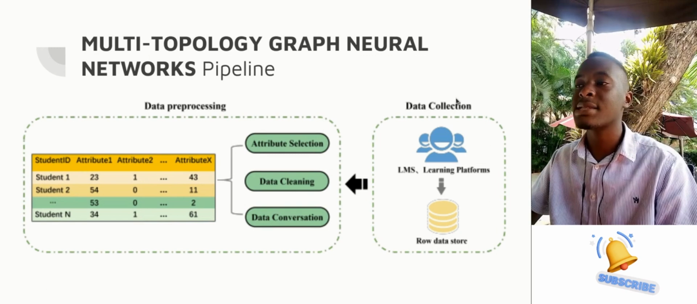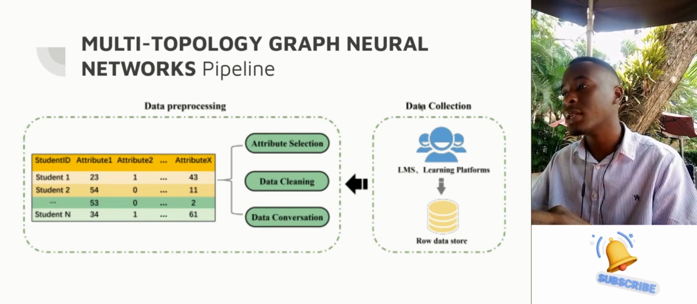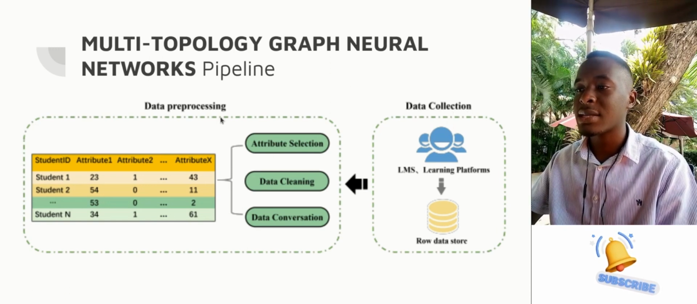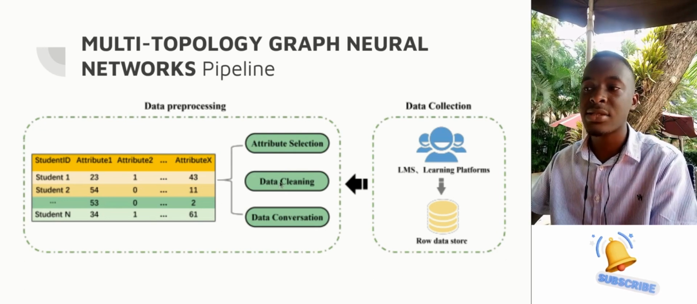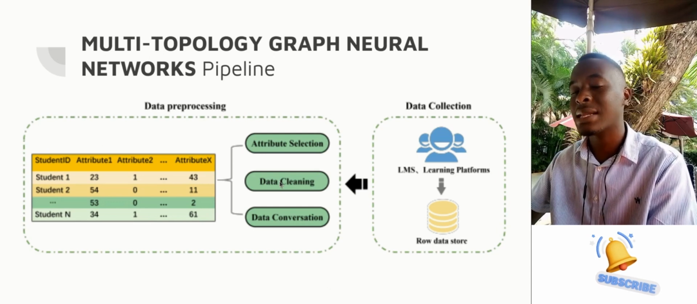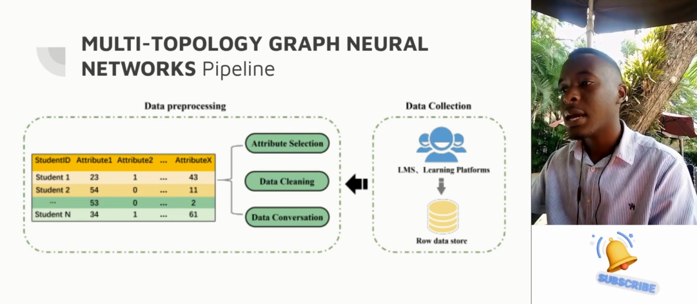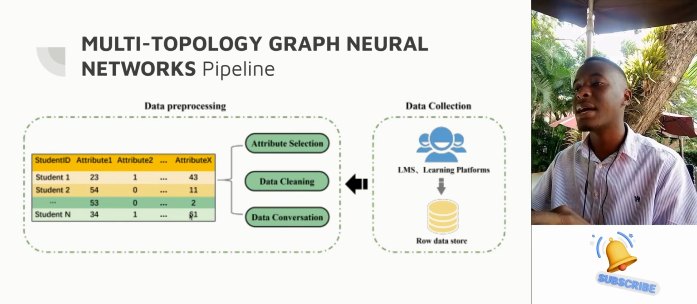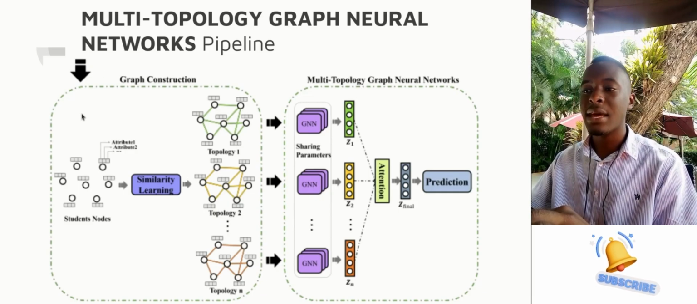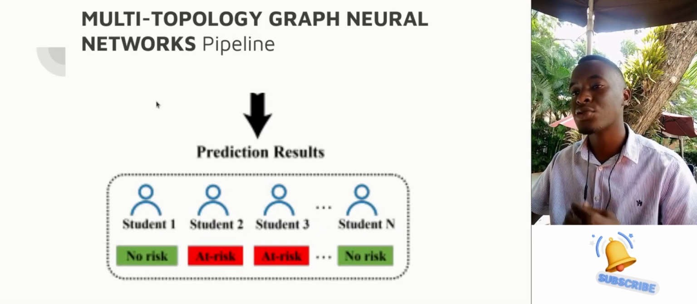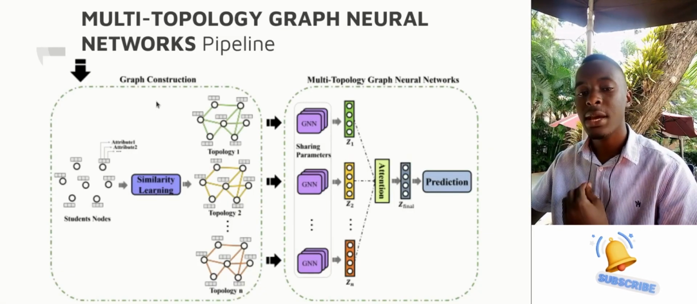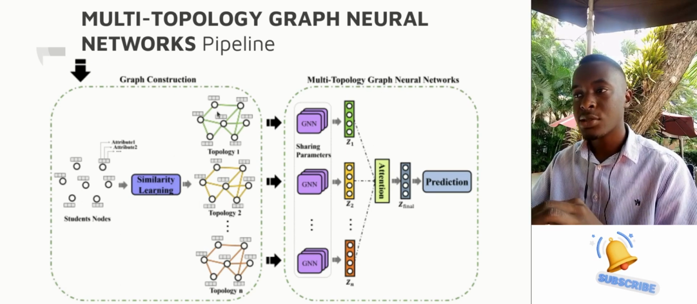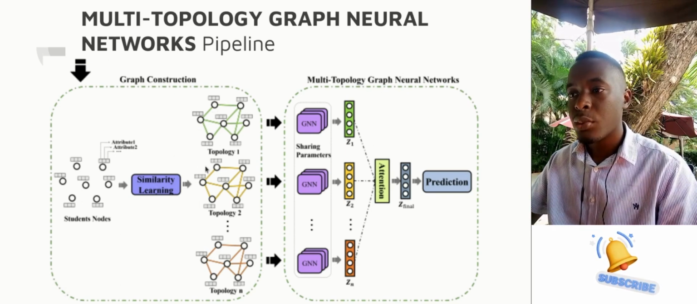So if we are to start, I can say that this is the pipeline. I don't know if you remember that keyword. When we are doing this model training, we first start by collecting the data. Then after collecting the data, we do pre-processing. We do data cleaning. This is where we do the exploratory data analysis to pick out the fields that we need in order to build better models. So data conversion and data attribute selection are all done at the data pre-processing level, and then we move on to the next level, which is the graph construction. Here we are constructing topologies, because we are doing multi-topology graph neural networks.